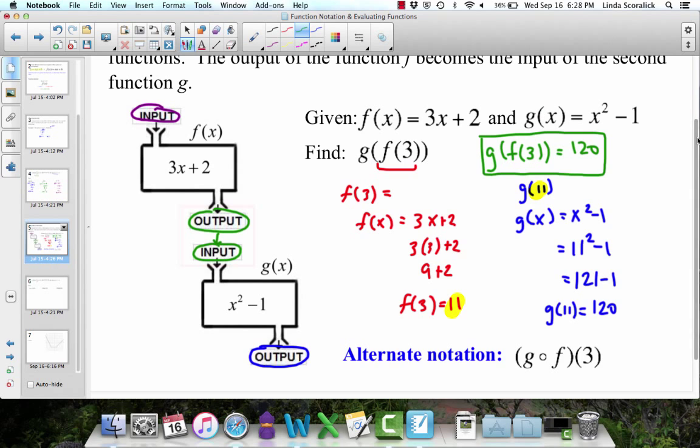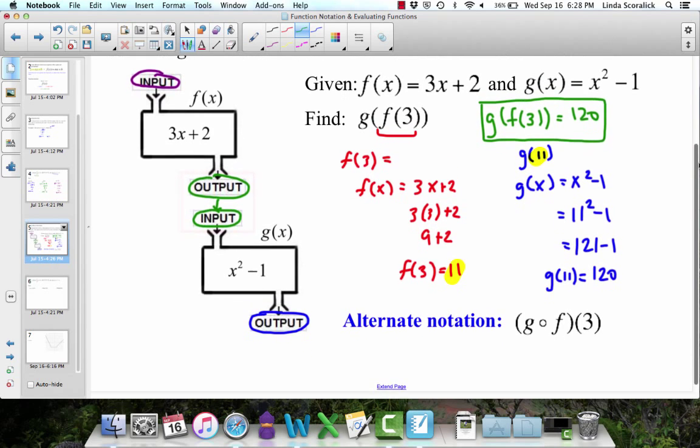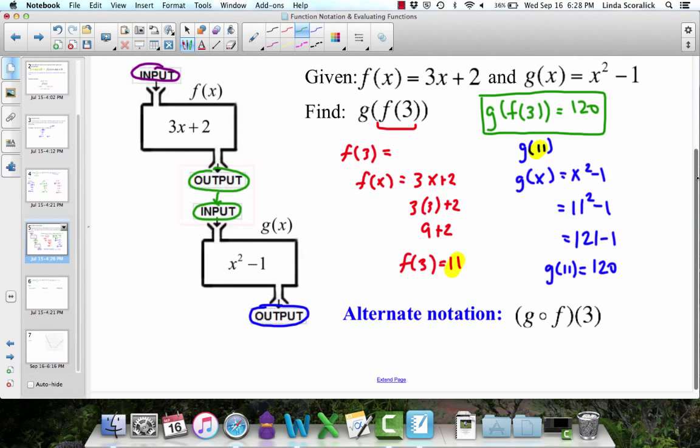It's important now that we discuss some alternative notation. This first example of composition of functions was presented using what we call nested parentheses. Alternative notation includes this open circle, but they mean the same thing and they would be read the same way. So this still reads g of f of 3.